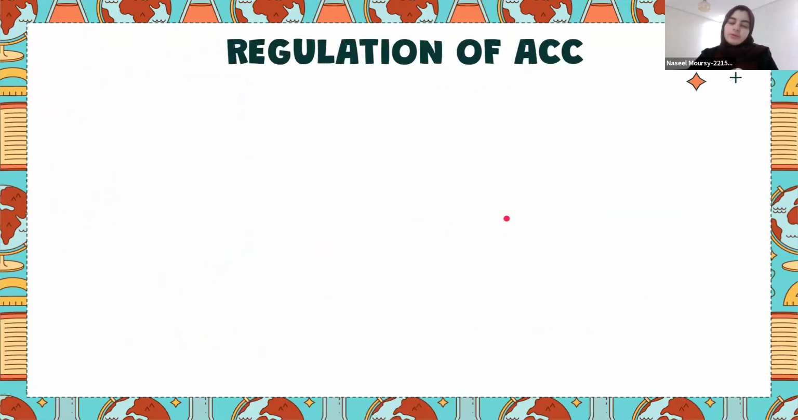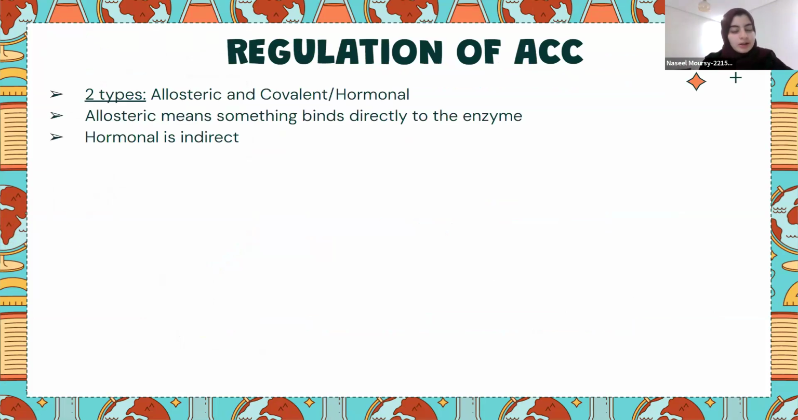Now, before we move on to step 3, which is the weird step of fatty acid synthesis, let's talk about how we regulate acetyl-CoA carboxylase, because we said it is the rate-limiting step and the regulated step as well. Regulation in this ACC enzyme has 2 types: allosteric or covalent. Allosteric means that something comes and binds directly to the enzyme. However, hormonal is indirect. That happens through activating other things like phosphatases or kinases, and we'll see that.